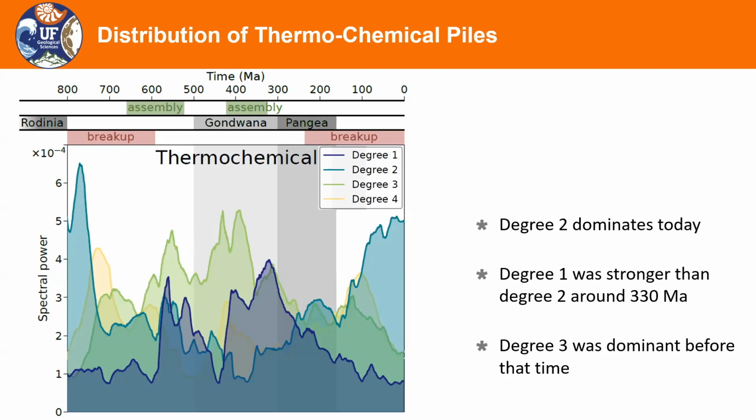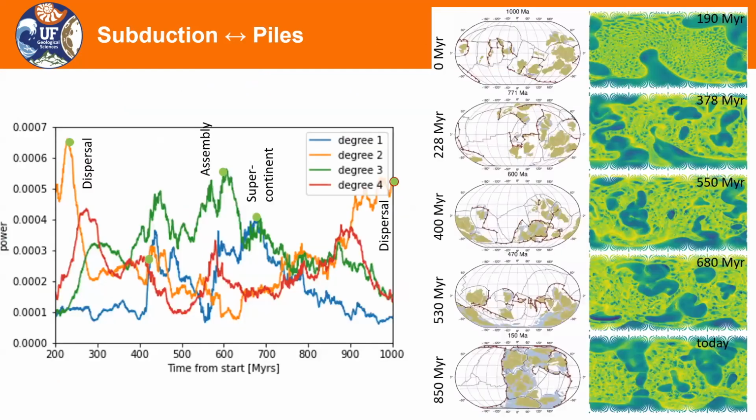And based on a similar plot like this, we decided to take peaks in the spherical harmonic power spectrum to give us time periods that are going to be interesting for us to look at. So what we have done is we take snapshots of the core mantle boundary heat flux at these specific times and use those as boundary conditions for our geodynamo models.